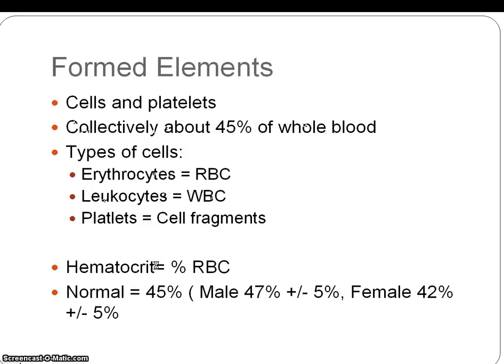So the formed elements are basically the living parts that are floating in that non-living cellular matrix, the plasma, and they make up about 45% of the whole blood, and come in three basic cell types.